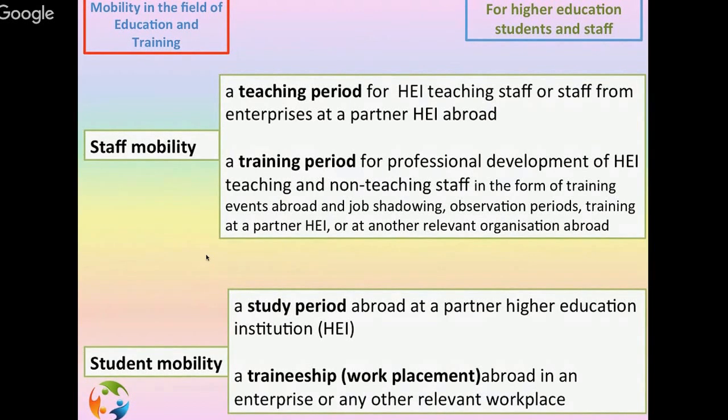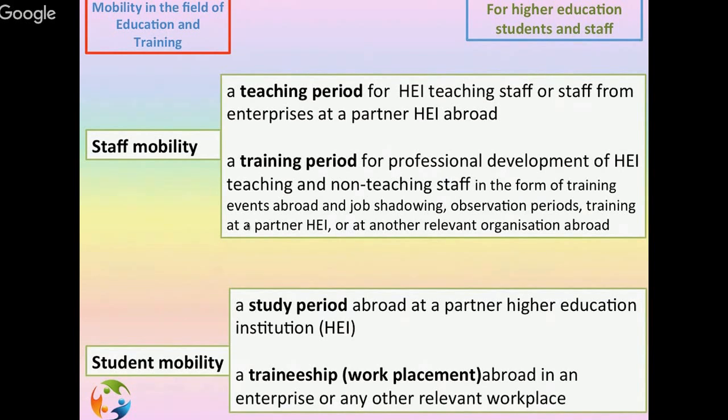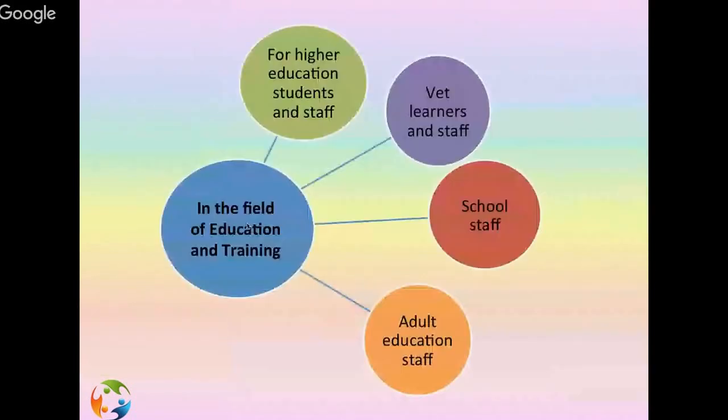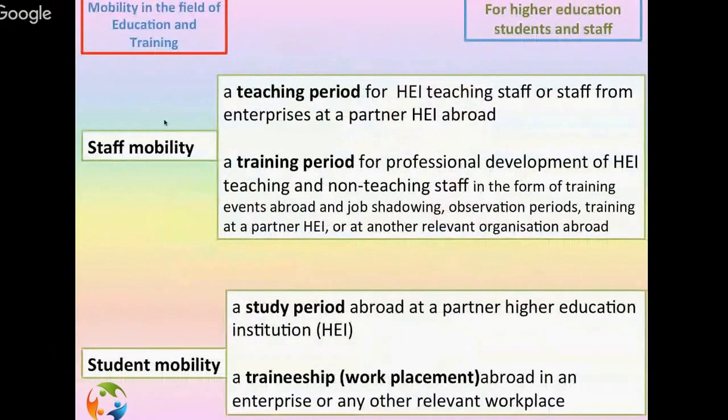So in the field of mobility for education and training, as I was saying before, we have the sectors of higher education, students and staff, and we start from this one. Then we will see which are the actions for VET learners and staff, then for school staff, and then adult education staff.